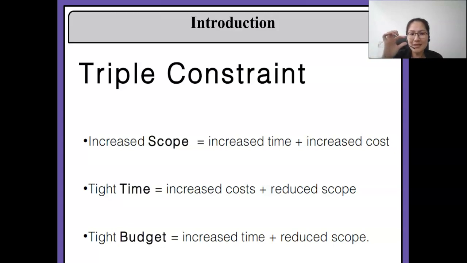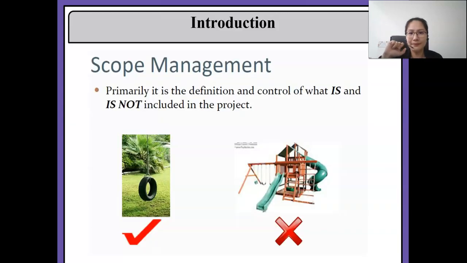If your time is less, you must increase the cost so that it can complete earlier, or reduce the scope because the time is not enough. Depends on you. And if you don't have the budget or you have a tight budget, increase the time, reduce the cost. Depends on your constraint. What is the constraint among the three main factors in your project management? Scope, time, budget.